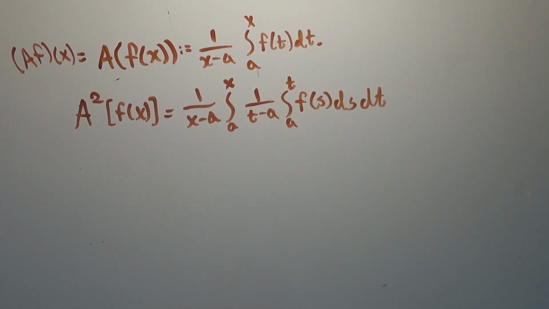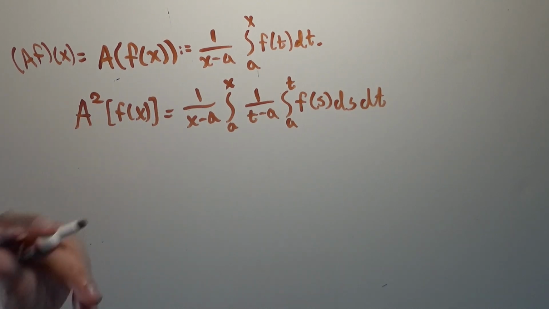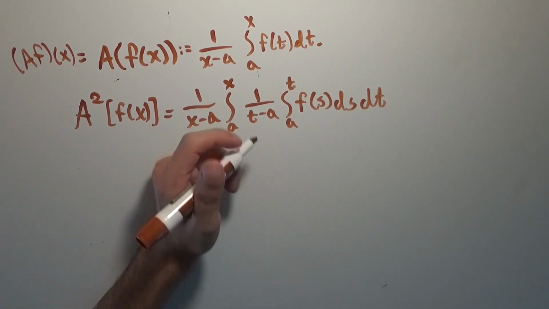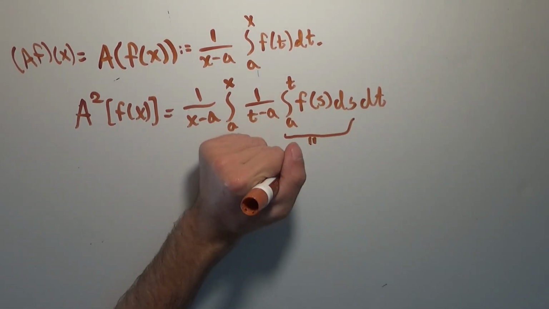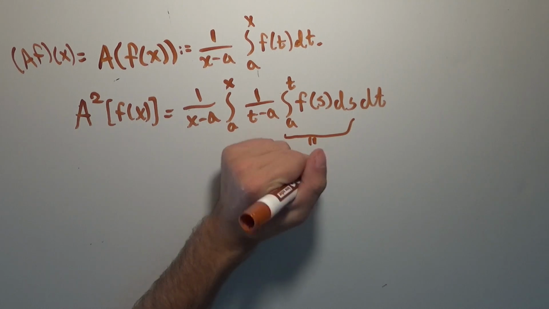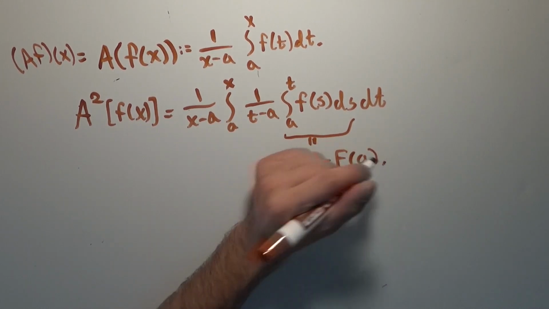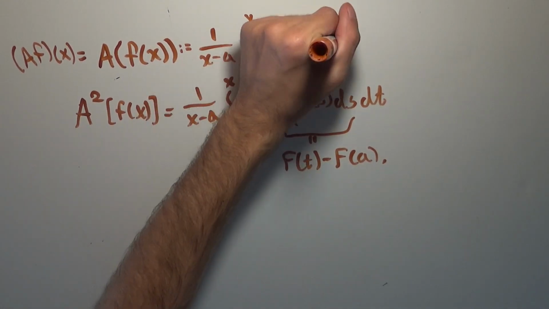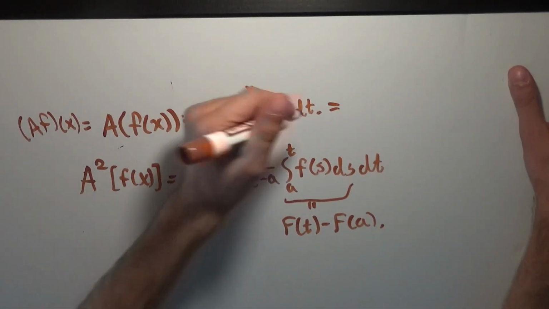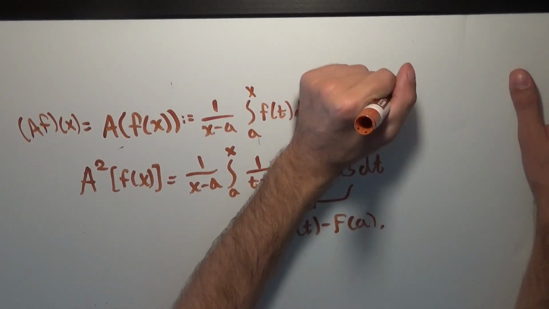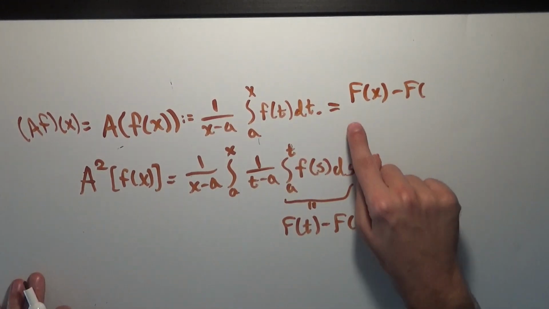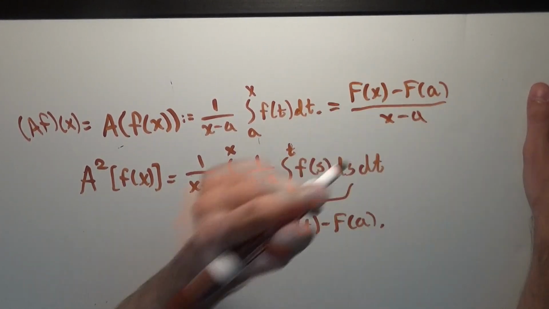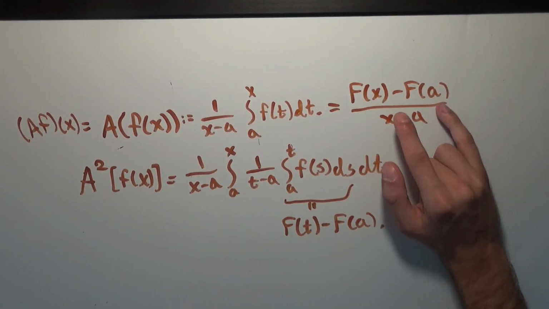What we can do first is realize something. If we know the antiderivative of the function f, the thing that if we took the derivative of it, we would get little f back, then we can say that this is equal to the antiderivative of f at t minus the antiderivative of f at a. Which is a nice little simplification, because that means that in the context of x, this is precisely the antiderivative of f at x minus the antiderivative of f at a, divided by x minus a, which is precisely the average rate of change between a and x of the antiderivative of f.